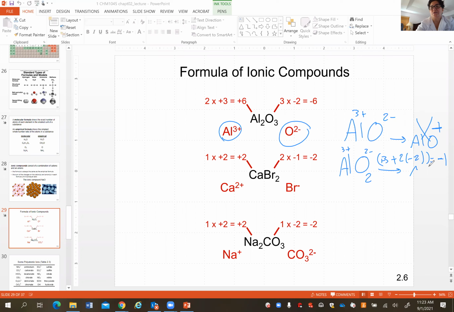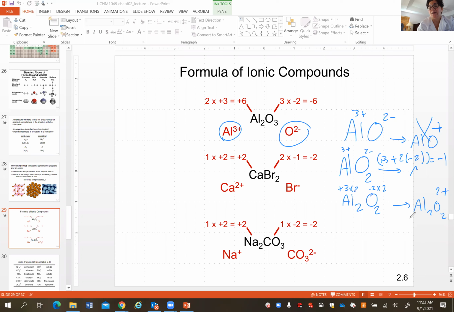So you just have to continue this and say, okay, I have too many negative charges. Now I have to increase the number of aluminum. So I'm going to do 2 aluminum. So I say Al2 and then O2. Now I have 3 times 2 positive, and then 2 times 2 negative. So it's a -4 and a +6. This is going to give me Al2O2 with a 2+ charge.